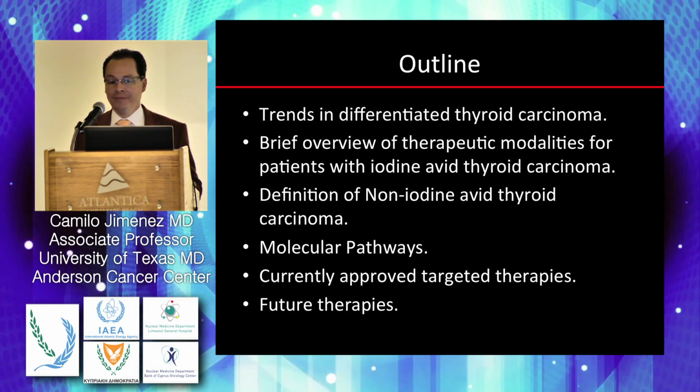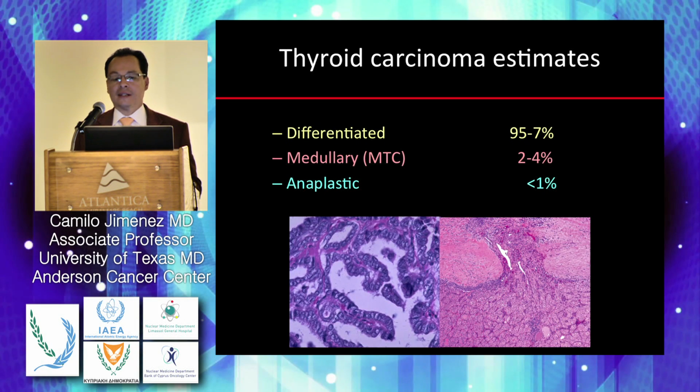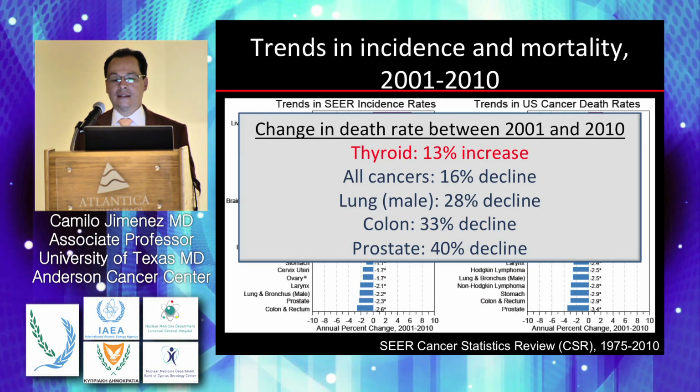as an introduction to the next lecture. As you know, thyroid carcinomas are classified largely in three different groups. The differentiated thyroid cancers that include papillary, follicular, and Hürthle cell thyroid cancers, that represent 95 to 97%, followed by the neuroendocrine tumor, in this case medullary thyroid cancer, that is responsible for 2 to 4% of cases, and finally, anaplastic thyroid cancer that accounts for less than 1% of all primary tumors that originate in the thyroid gland.